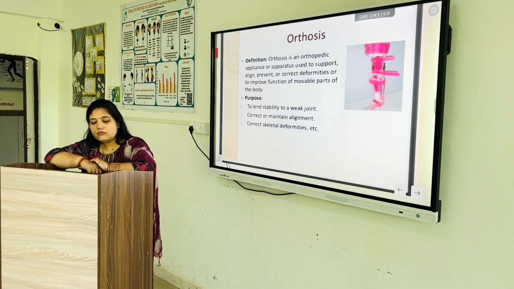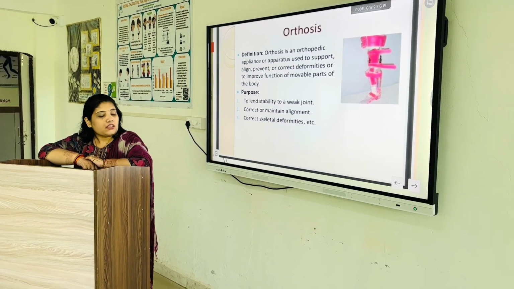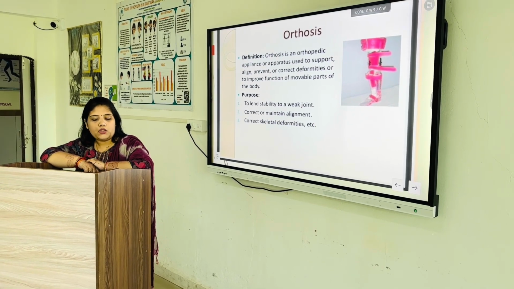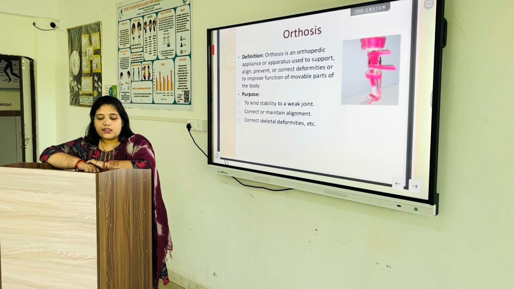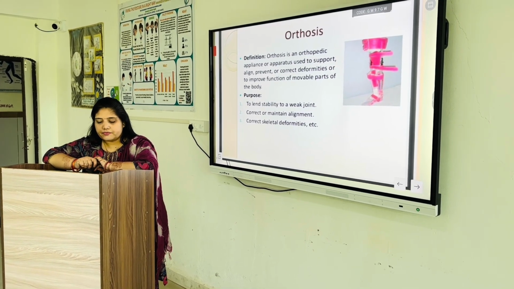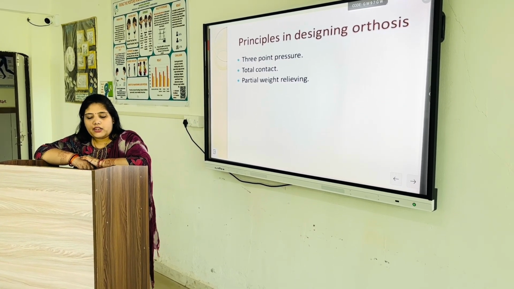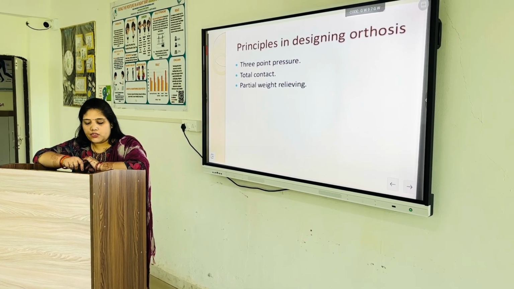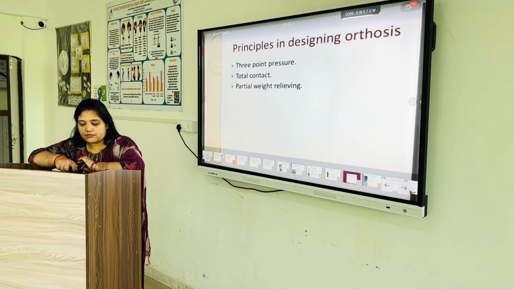Orthosis is an orthopedic appliance or apparatus used to support, align, prevent or correct deformities, or to improve function of movable parts of the body. The purpose of orthosis is to lend stability to a weak joint, correct or maintain alignment, correct skeletal deformities, etc. Further, we discuss principles in designing orthosis. There are the 3-point pressure system, total contact system and partial weight relieving system through which orthosis is designed.